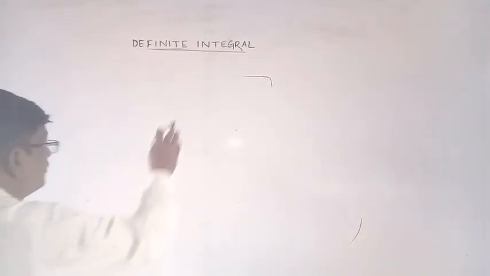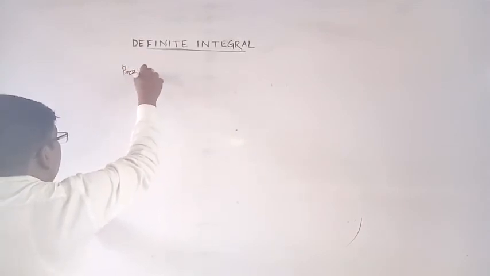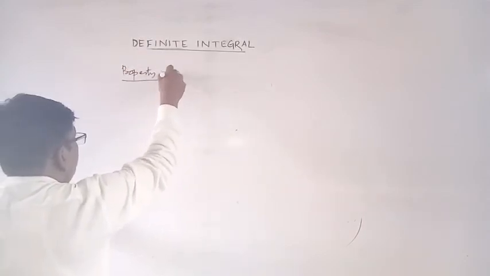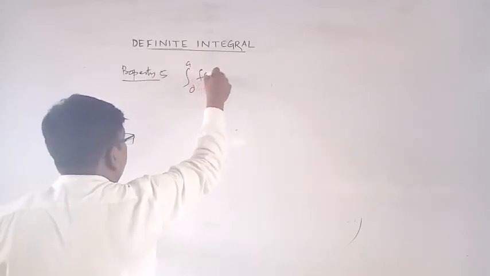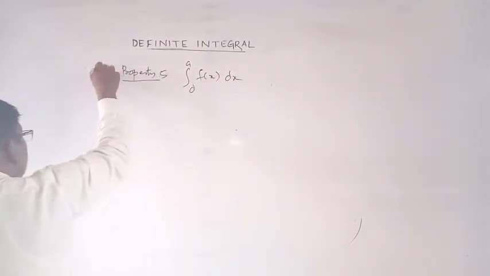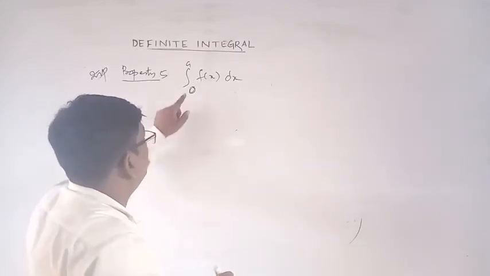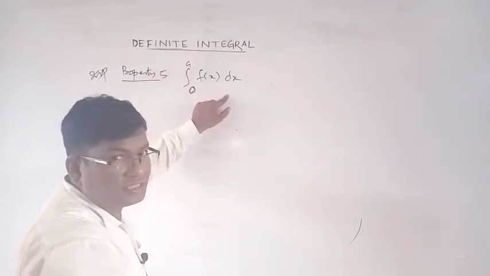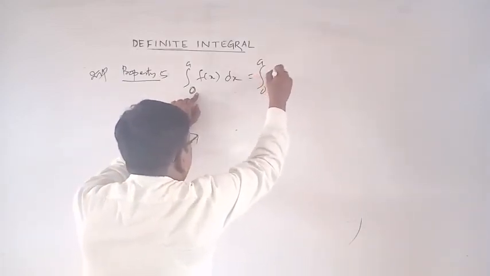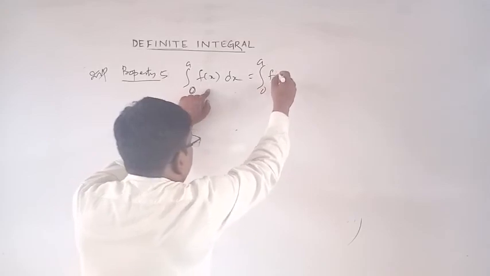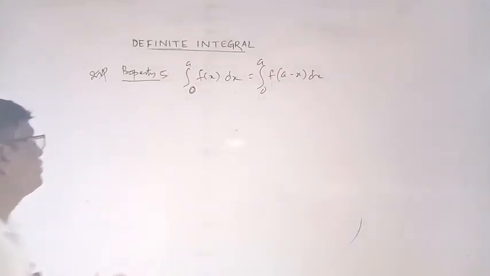Now property 5 we can do similar to property 4. Property 5: integration 0 to a f of x dx. This is a very important property. Here we take lower limit plus upper limit minus x. The lower limit is 0, so it becomes 0 plus a minus x, so f of a minus x dx.